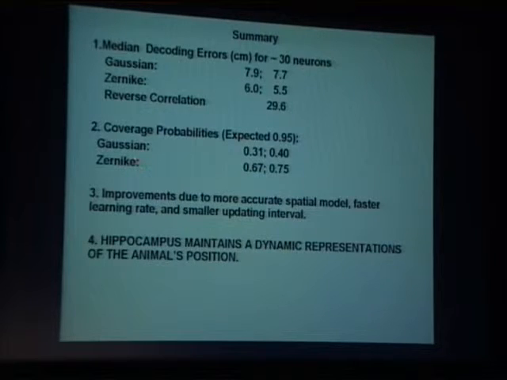So what I've just shown you here is that if you have about 30 neurons, you can estimate an animal's position with an accuracy of about 8 centimeters in the case of the Gaussian model. And it turns out it's about 6 centimeters, the median error here. Whereas this reverse correlation, which is just the way regression is called in neuroscience, gives about 30 centimeters. And the coverage probabilities are about 40%, or 35%, maybe 70%. So this is designed to illustrate that there is this dynamic representation of the animal's position being maintained in the hippocampus. All right, so that's all well and good.